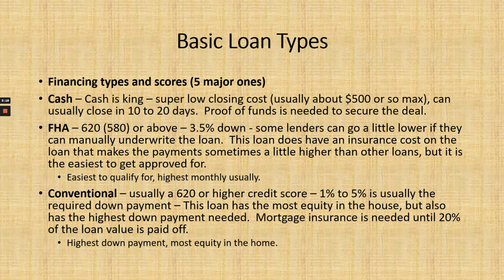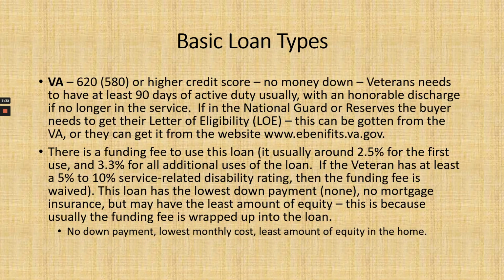So it's the highest down payment, but you have the most equity in the home. And with conventional, you can put as much down as you want. It's a minimum of 1 to 5%, but you can put as much as you want to keep your payment down. VA is a good one.